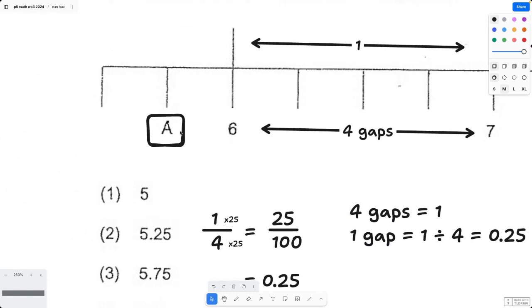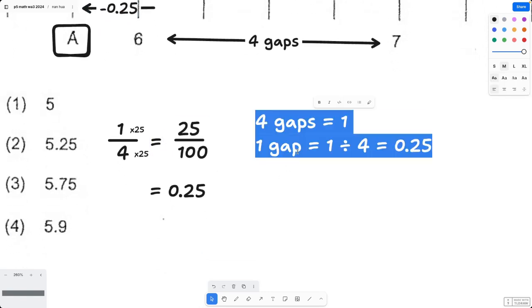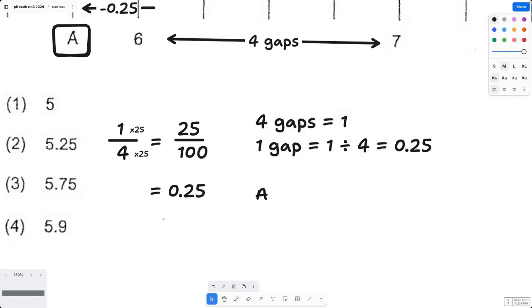If we know that, then A will be just one gap below. So the arrow here is 0.25, and then the arrow will just be on the other side. To move back, we just want to minus this 0.25. So that means A over here is equal to 6 minus 0.25. This should give you 5.75.